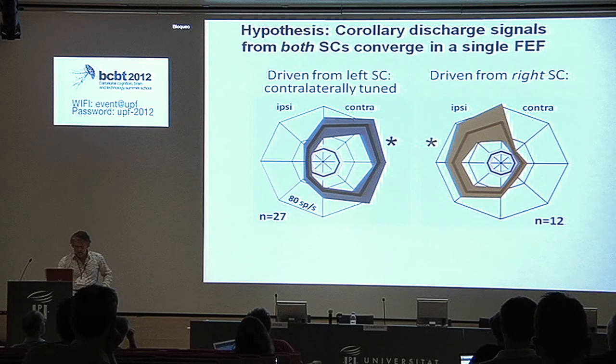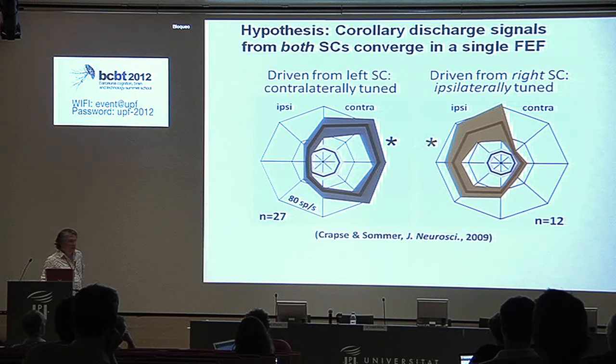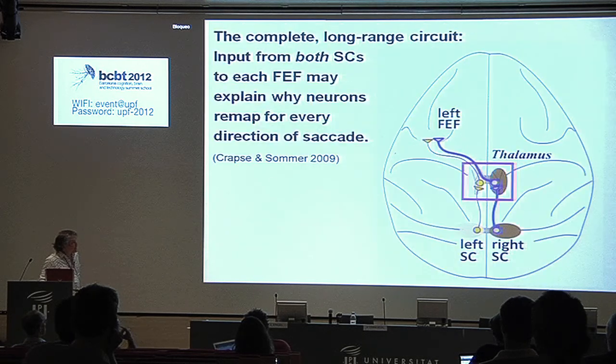It's very interesting. If you want to see more details, this was published in 2009 in J Neuroscience, and we have all the gory details in there. So in summary, this shows what I think is the entire long-range circuit for this system. Both colliculi seem to send information that converge onto single FEF neurons.